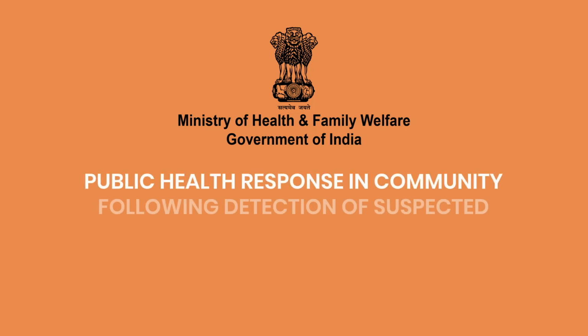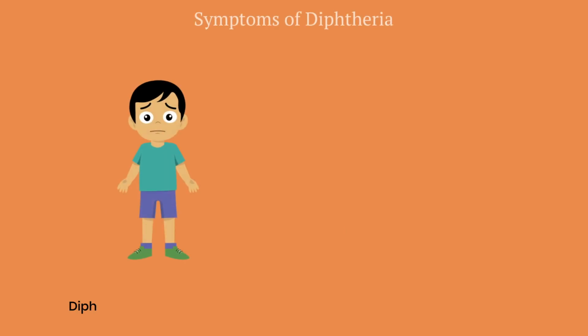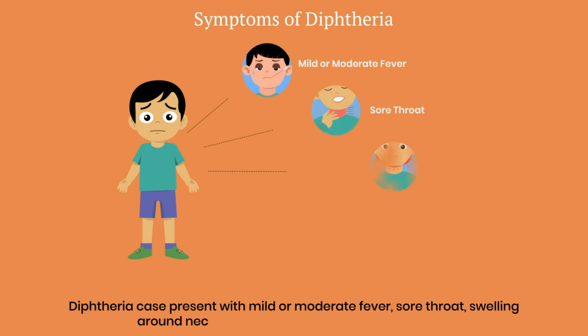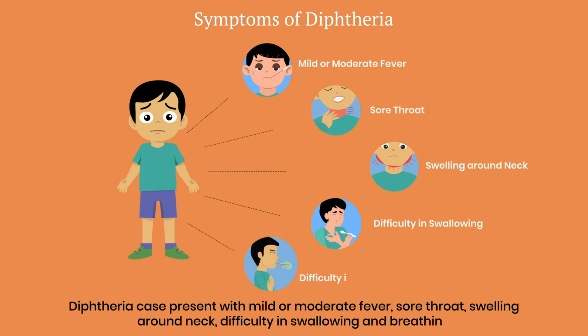In this video, we will learn about public health response in community following detection of suspected diphtheria case. Diphtheria case present with mild or moderate fever, sore throat, swelling around neck, difficulty in swallowing and breathing.